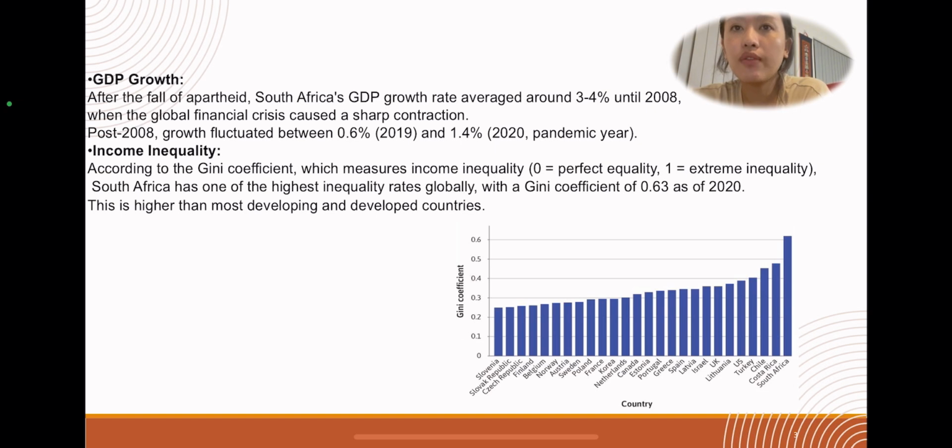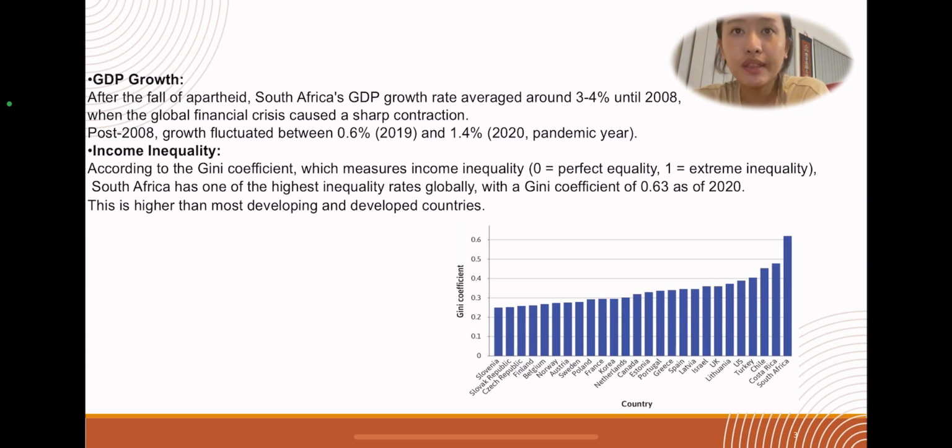Following the end of apartheid, South Africa saw a period of solid economic growth, averaging 3 to 4% annually. However, in 2008, the global financial crisis caused a major contraction. Post 2008, the growth rate remained sluggish, with South Africa experiencing slow recovery from the COVID-19 pandemic in 2020. As of 2023, GDP growth is projected to be around 1.4%, reflecting ongoing structural challenges.